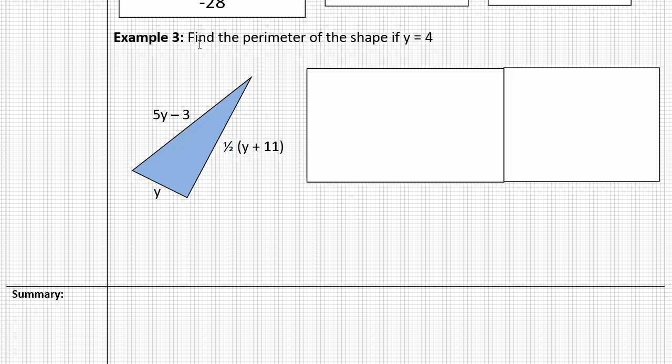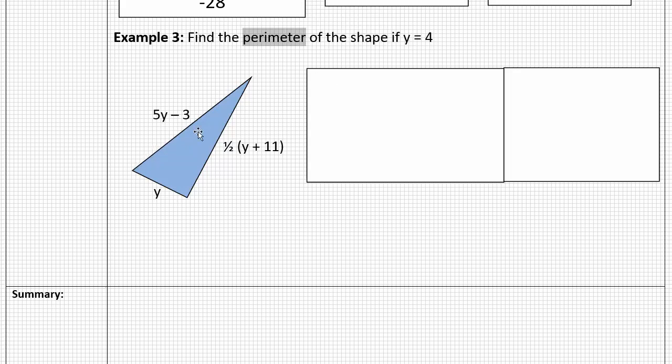Here's our example 3. We're being asked to find the perimeter of the shape if y equals 4. So we have a triangle, and we're being shown that this top edge has the measurement of 5 times y, subtract 3. This other long edge on the bottom side of this triangle has the measurement of 1/2 times the quantity y plus 11. And then we have the short edge, which has a value of just y. So we're being asked to find the perimeter if y equals 4.